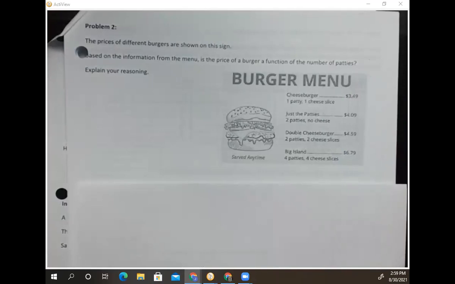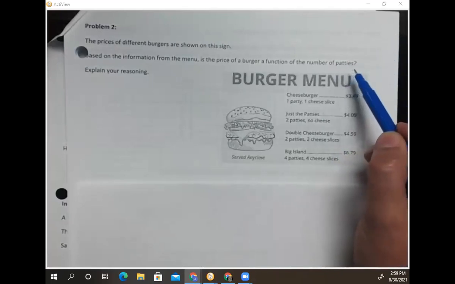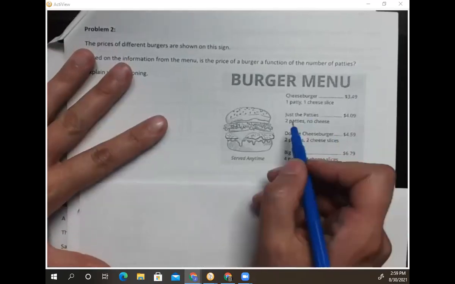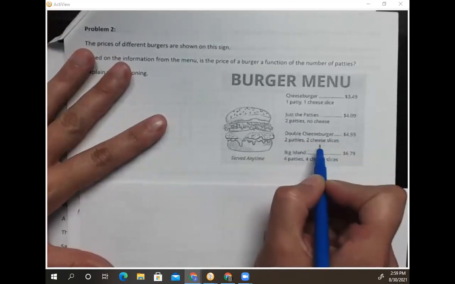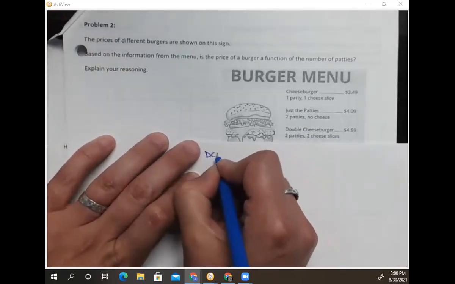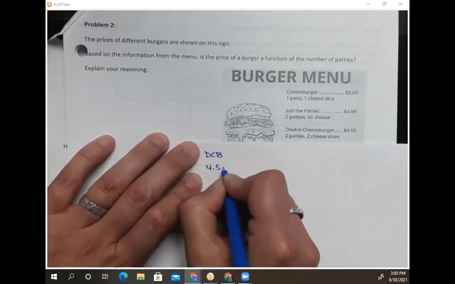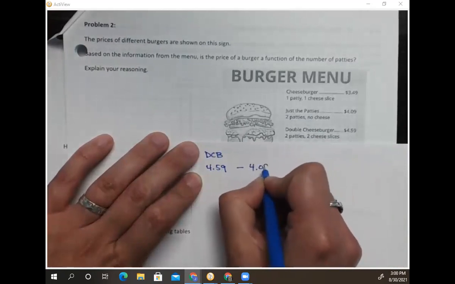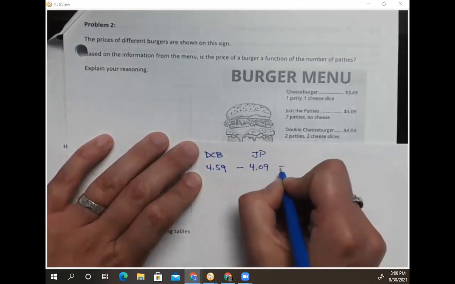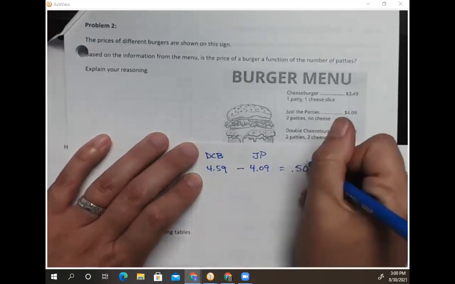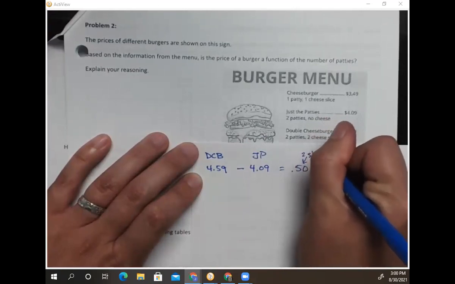Okay, if we want to know if it's a function of price of individual components, right, then we should try to find the price of some of those individual components. So the only difference between the just patties burger and the double cheeseburger is 2 slices of cheese. So if I take my double cheeseburger, which is $4.59, and I subtract the price of the just patties burger, which is $4.09, I get 50 cents. That should be the cost of 2 slices of cheese, yeah? That's the only difference between these 2 burgers. So this is the cost for 2 slices of cheese.